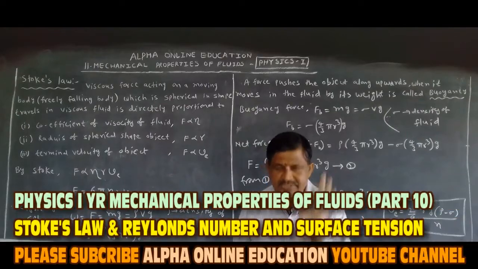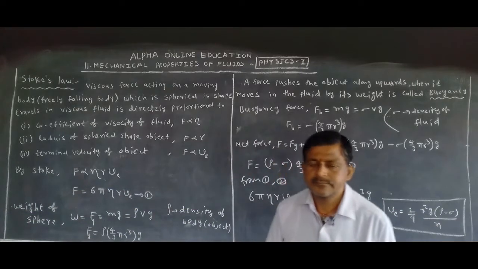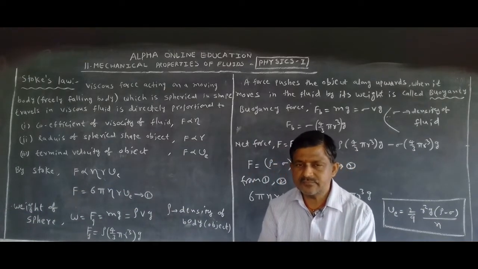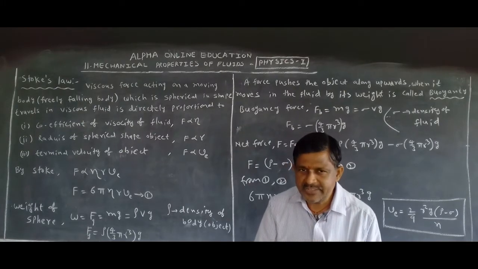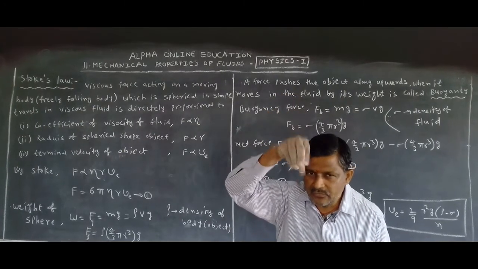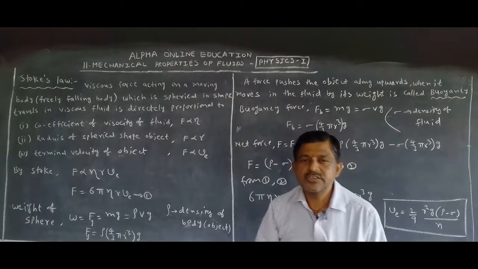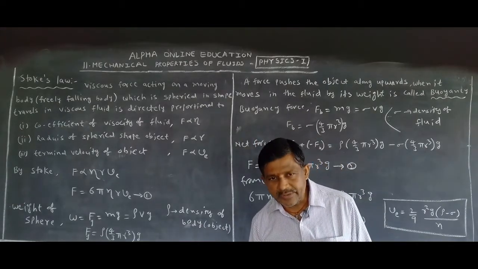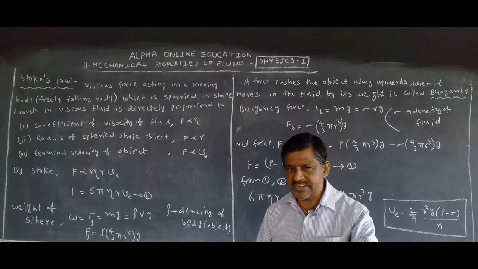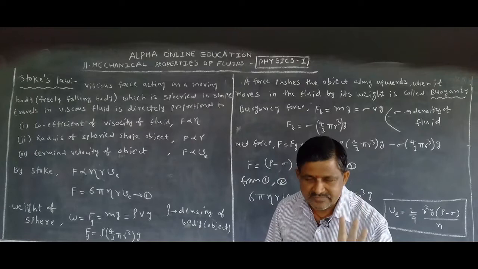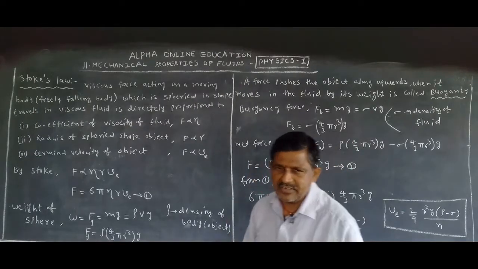Terminal velocity is calculated with the help of Stokes law. Terminal velocity means the object falls freely or moves in a flow of fluid with constant velocity; it is not accelerated. This is called terminal velocity. An example is a raindrop.